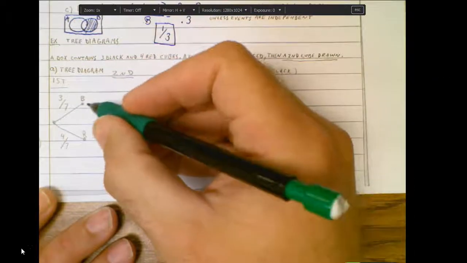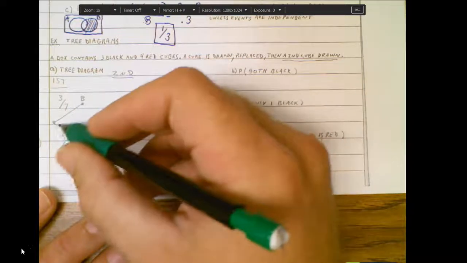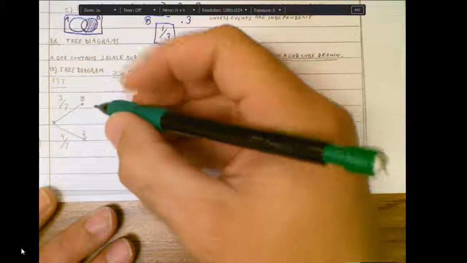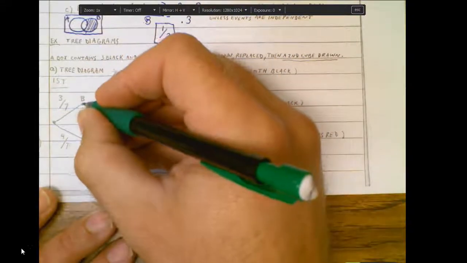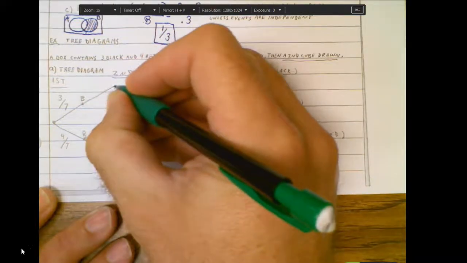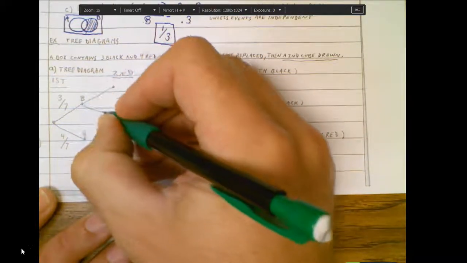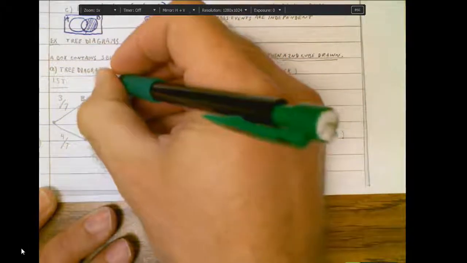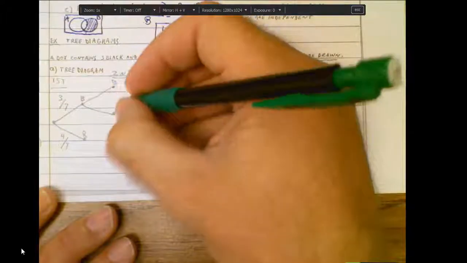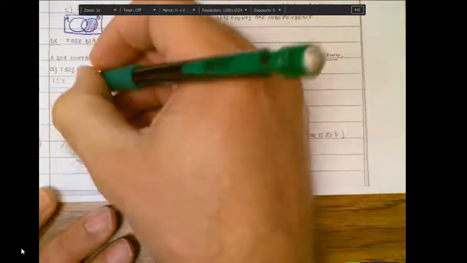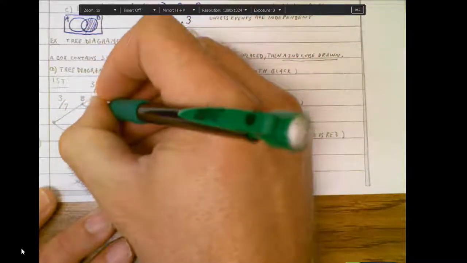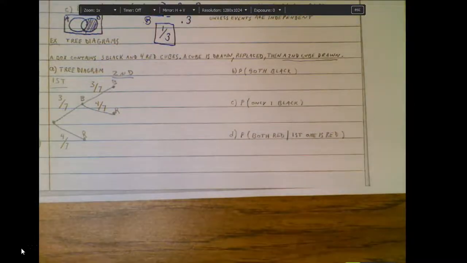Well, let's branch off of this. Let's just say I did pull a black one out of the box. What could happen on my second draw? I could again either get a black one or a red one. And because I replaced my first cube, those probabilities don't change. There's still 3 out of the 7 that are black, and still 4 out of the 7 that are red.